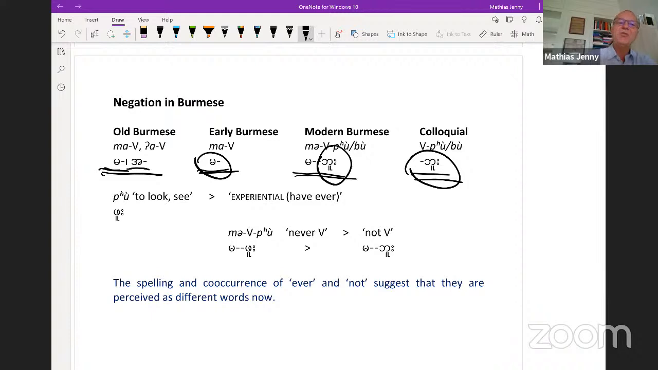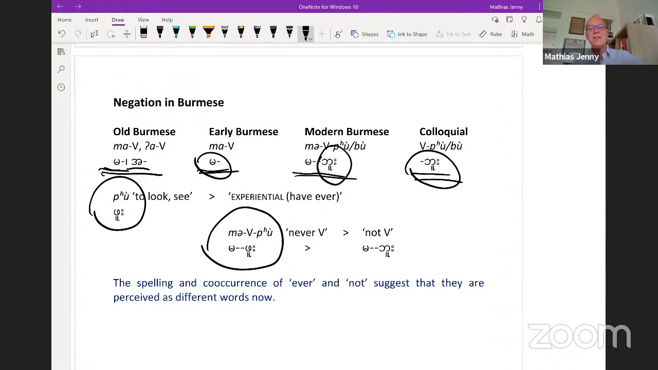Probably, I would say it is the same as the experiential pu. So you have an expression like mayao pu. I've never been there. With the pu experiential, which goes back to look or see. And this never then just becomes generalized to not. Like in French, we have seen ne va pas, not go a step. And then the step that was used only to reinforce the negation originally, this becomes then the only negation.